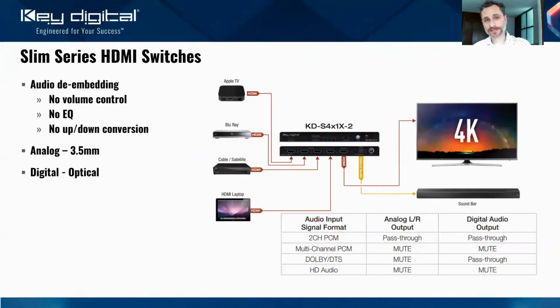Now, the Slim Series is not just HDMI in and out, though. Just like with the Pro, we even have audio de-embedding. There's only 2 ports, though, on this product. For digital, you get it on an optical. Once again, perfect for integrating with sound bars. For analog, you get it on a 3.5 millimeter port to connect in your amplifier, for example.